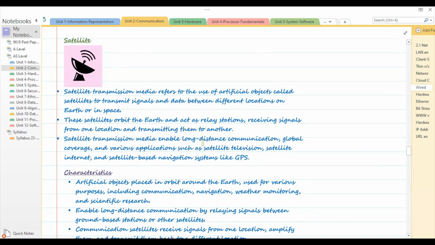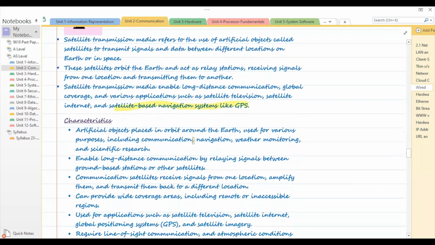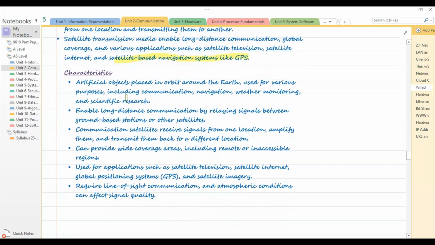Satellite transmission media enables long distance communication, global coverage, and various applications such as satellite television, satellite internet, and satellite based navigation systems like GPS. So these are some application areas. These are characteristics. Satellites are artificial objects placed in orbit around the Earth used for various purposes, including communication, navigation, weather monitoring, and scientific research. It enables long distance communication by relaying signals between ground-based stations and other satellites.